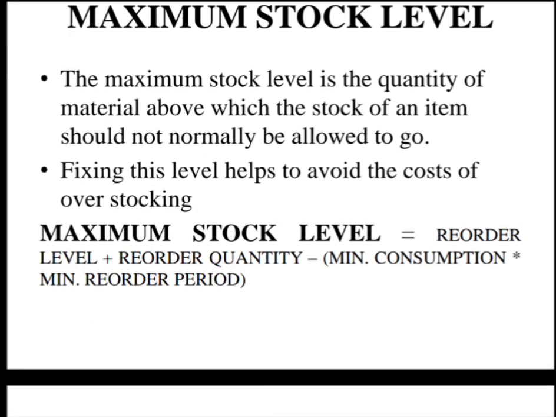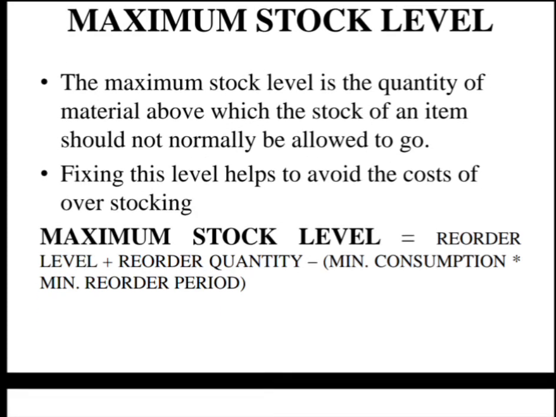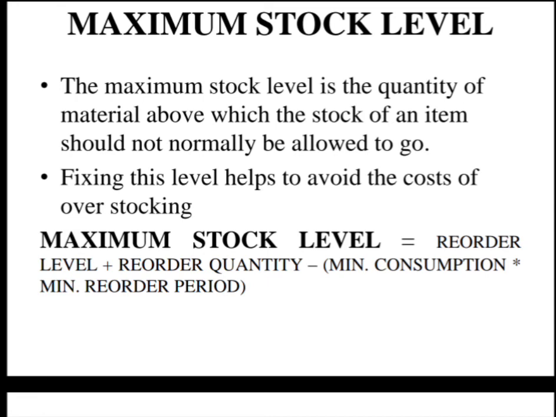So now let's calculate the maximum stock level. How will we calculate the maximum stock level? Maximum stock level is the quantity of material above which the stock of an item should not normally be allowed to go. So this is the maximum level. If we keep more than that, it will be overstocking. So how can we identify the maximum stock that we have to maintain?